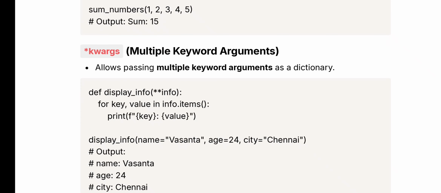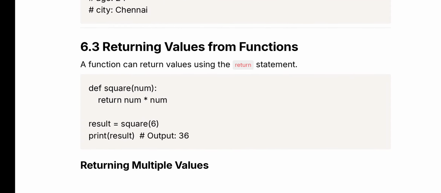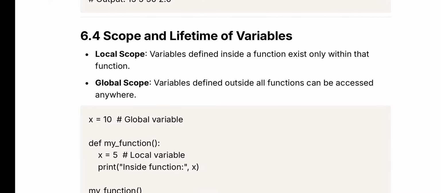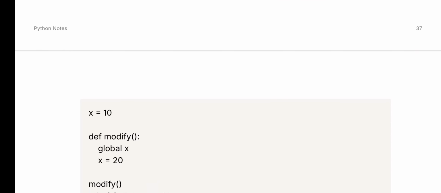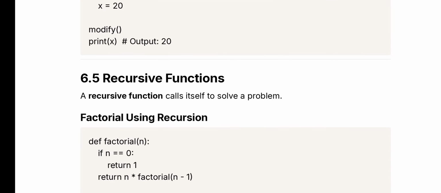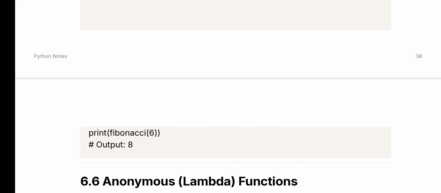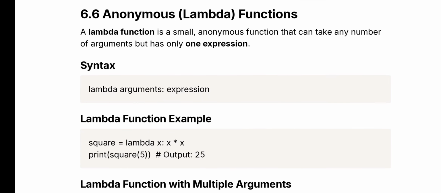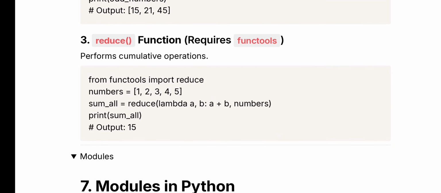Okay, you can see there are many functions. You can explore more. We have talked about how to return the value from functions. We have talked about the scope and lifetime of variables. We have talked about the keywords, and we have talked about the recursive functions. And we have talked about the anonymous functions, that's the lambda functions. Okay, and the types of lambda functions.